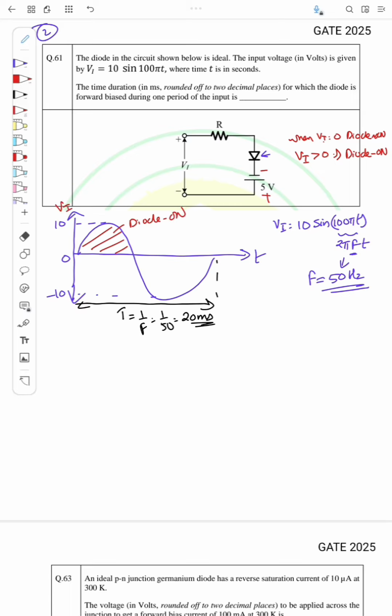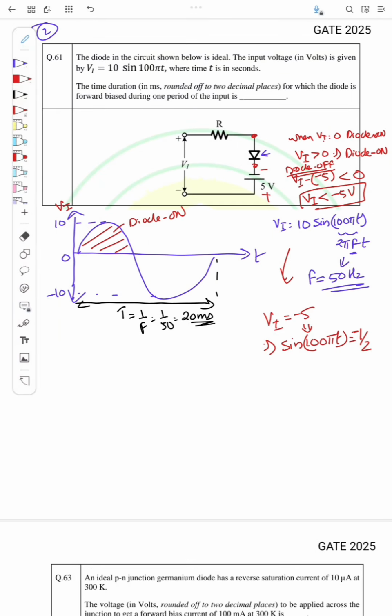When does the diode become off? The diode becomes off when this voltage minus this voltage is 0 or less than 0, right? So when Vi minus 5 is less than 0, or Vi is less than minus 5 volt, the diode is off. So when does this happen? When does Vi become minus 5? This happens when sin 100 pi t is equal to 1 by 2, right?